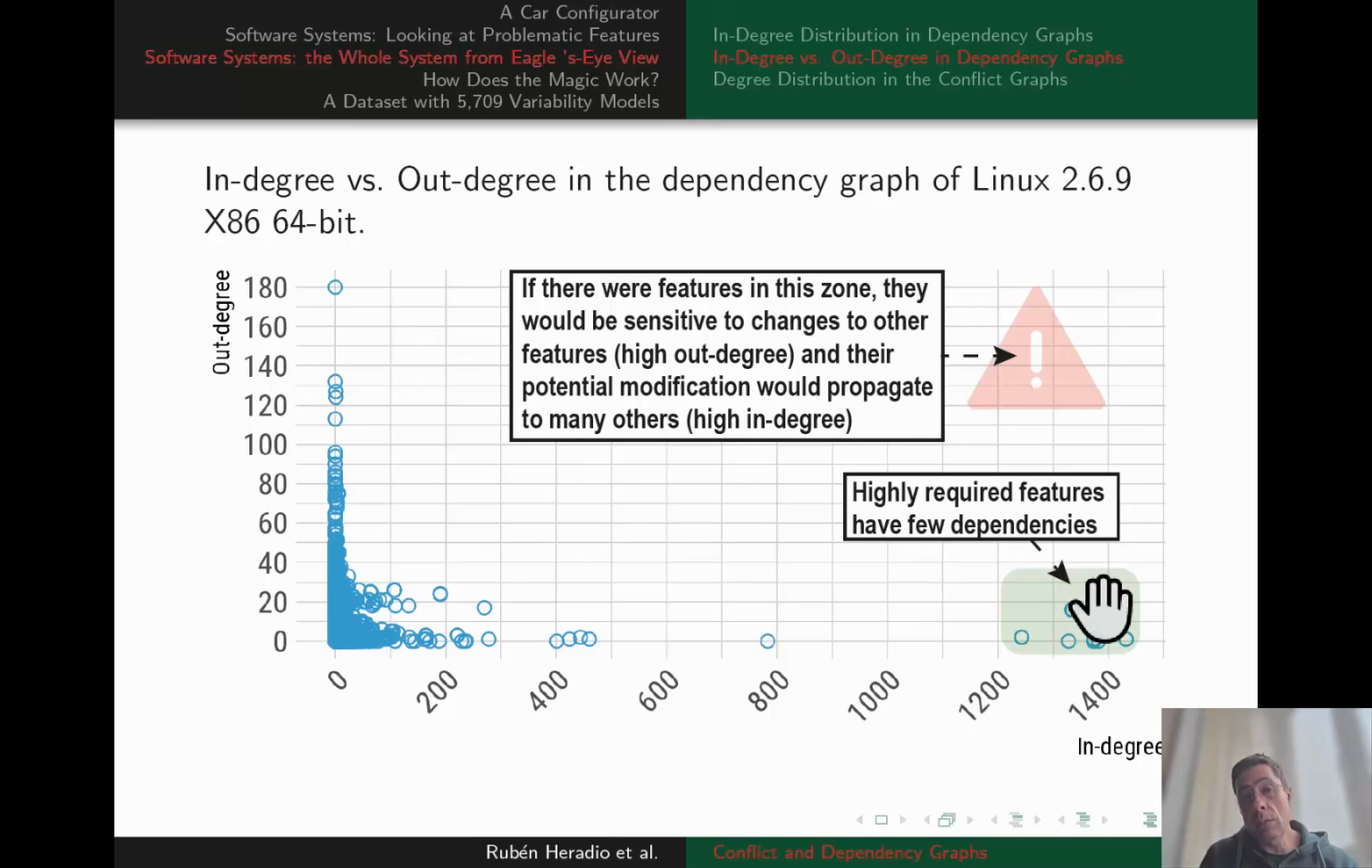And this is again good news, because if we were here in this red area, those features would be very sensitive to changes to other features because they would have a high out degree, and their potential modification would propagate to many others because they would have a very high in degree.